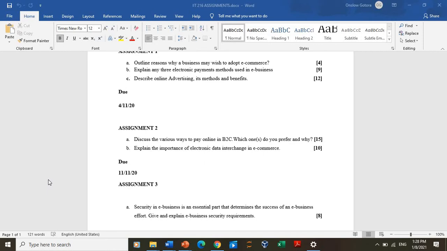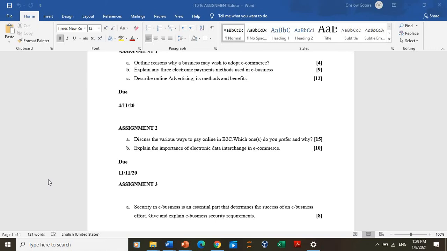This one is just electronic payment methods. Those are the various ways to pay online in B2C. Of course, not all payment methods apply in a B2C environment. So you're supposed to select the methods that apply in a business to customer environment. That was the tricky part of the question. I was quite lenient, because I've already explained how you're supposed to answer the question. In some situations you are supposed to stick to online methods. If it is B2G or B2C, be guided accordingly. Then which one did you prefer? That was open. If you prefer one, then the reason why you prefer it.